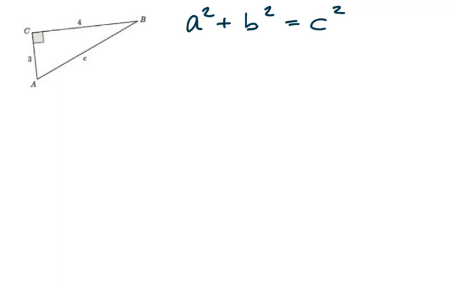I'm going to use the Pythagorean theorem to find the length of the hypotenuse. So I know I can use the Pythagorean theorem because I've identified that this angle is a 90, so it's a right angle and a right triangle. That allows me to look for a hypotenuse. The hypotenuse is the side across from the 90-degree angle.